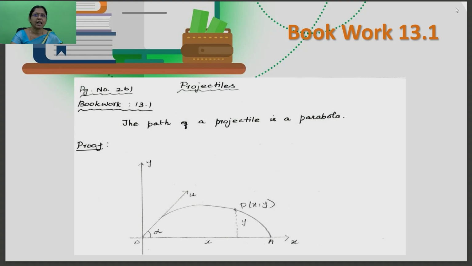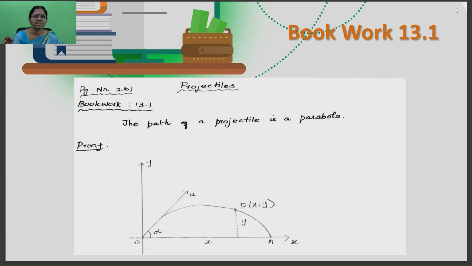Now, as we have seen in the definition, trajectory is the path of the projectile. What is that path? It is nothing but a parabola. We are going to see that the path of the projectile is a parabola, the shape of the trajectory. We are going to prove how it is in the form of a parabola, and you can see this using the diagram. See the diagram. Actually, we are starting from O. The point O is the point of projection, and we are throwing the object.